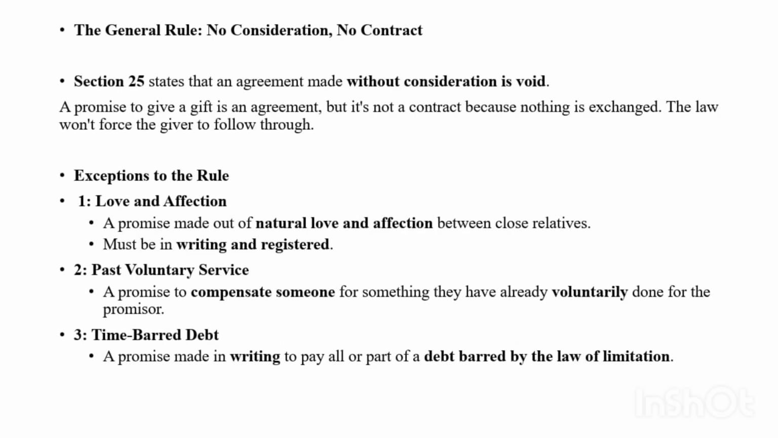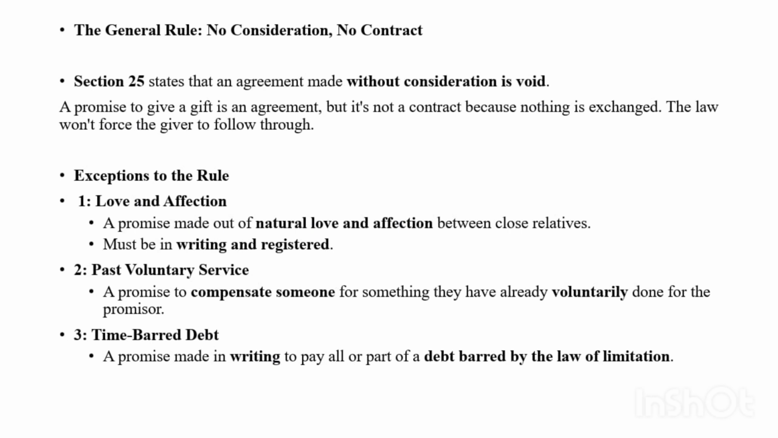The next topic is no consideration, no contract. Section 25 states that an agreement made without consideration is void. A promise to give a gift is an agreement, but it's not a contract because nothing is exchanged. The law won't force the giver to follow through.